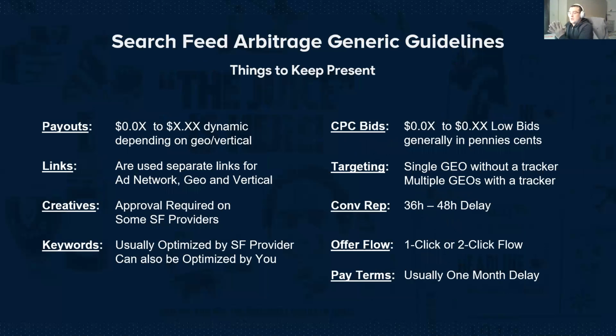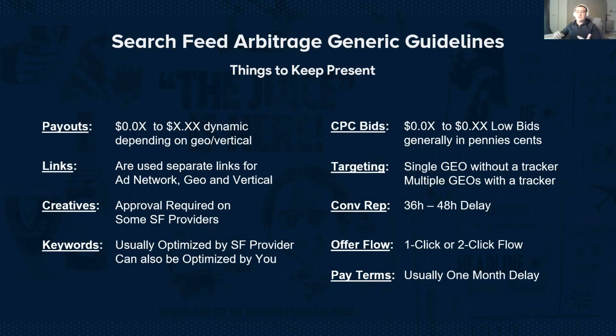So I would like to go a bit over search feed arbitrage generic guidelines, or things to keep present about search feed campaigns. So first off, let's start with the payouts. The payouts generally vary from a few pennies up to a few dollars, most often on a one-digit value in terms of whole dollars. And the payout is dynamic. And when I say dynamic, I mean it is dynamic on both the click level as well as on the publisher level.